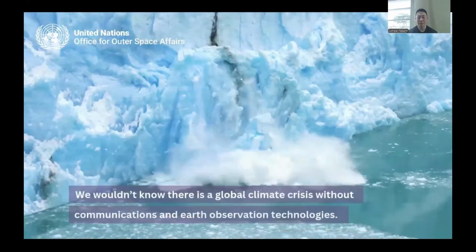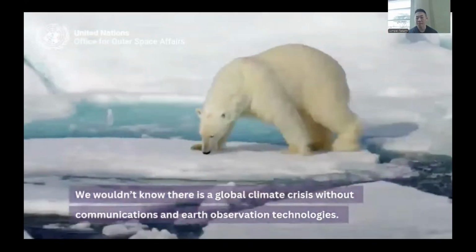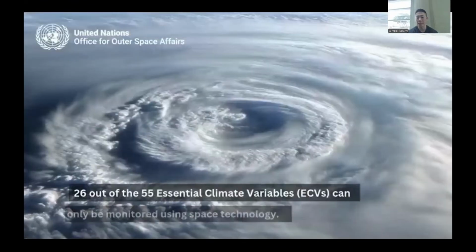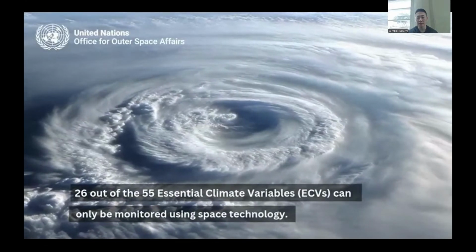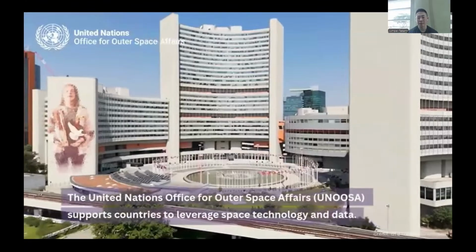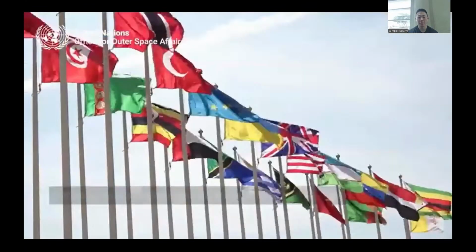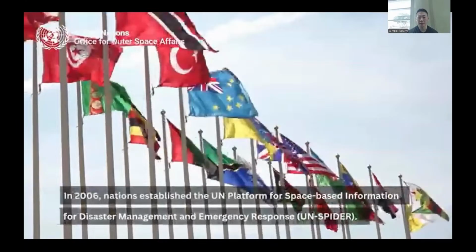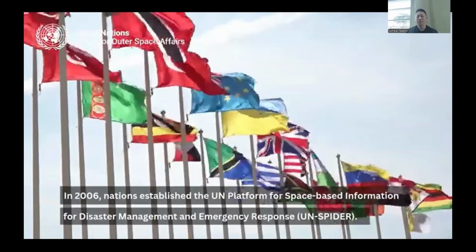Space is vital for saving lives, responding to emergencies and natural disasters, and achieving the Sustainable Development Goals. We wouldn't know there is a global climate crisis without communications and Earth observation technologies. 26 out of the 55 essential climate variables can only be monitored using space technology. The United Nations Office for Outer Space Affairs supports countries to leverage space technology and data. In 2006, nations established the UN Platform for Space-based Information for Disaster Management and Emergency Response.